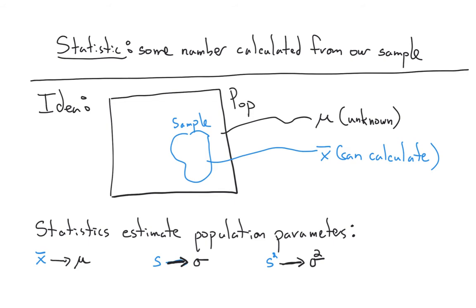And a quick note, these aren't the only statistics, of course, that you can calculate from a sample. Maybe you could be interested in things like the range or the median. We could calculate statistics from those. We know how to do those, but for this course, we're going to primarily be interested in these here, and really we're going to focus on estimating the mean of a population.